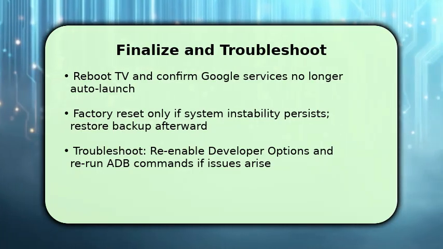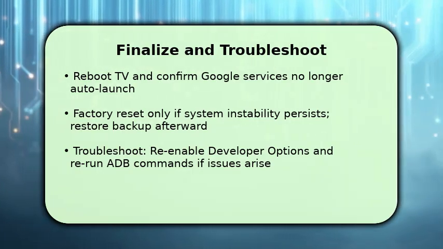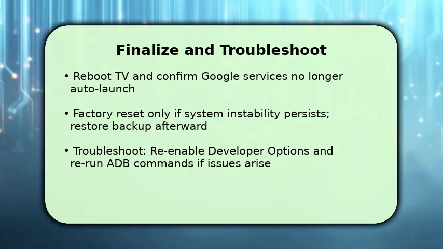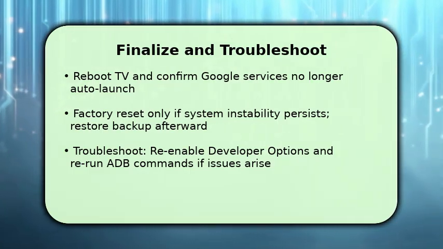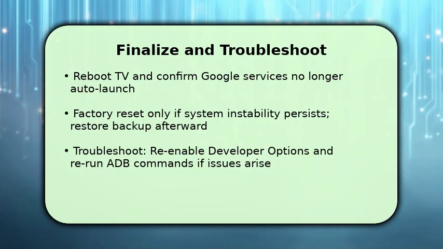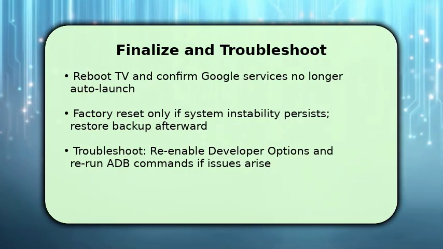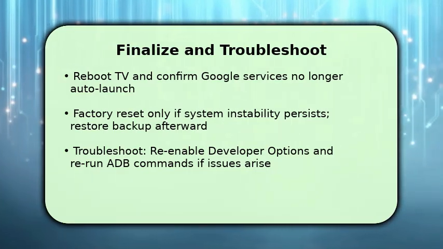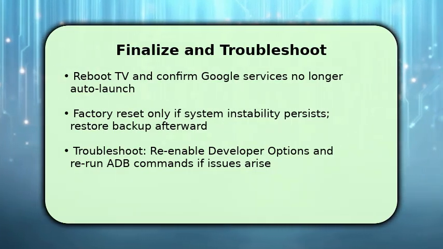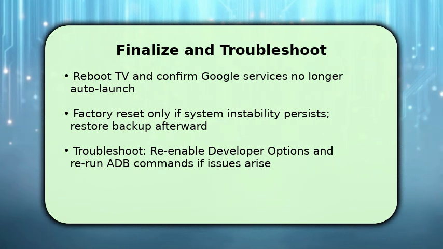Make sure developer options remain enabled so you can rerun ADB commands if needed. If the TV becomes unstable, re-enable the original package or perform the disable/uninstall steps again. This typically resolves missing UX elements caused by partial removals.